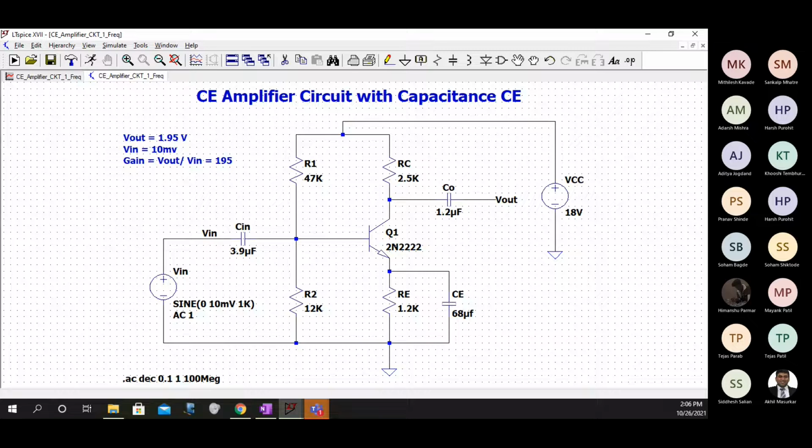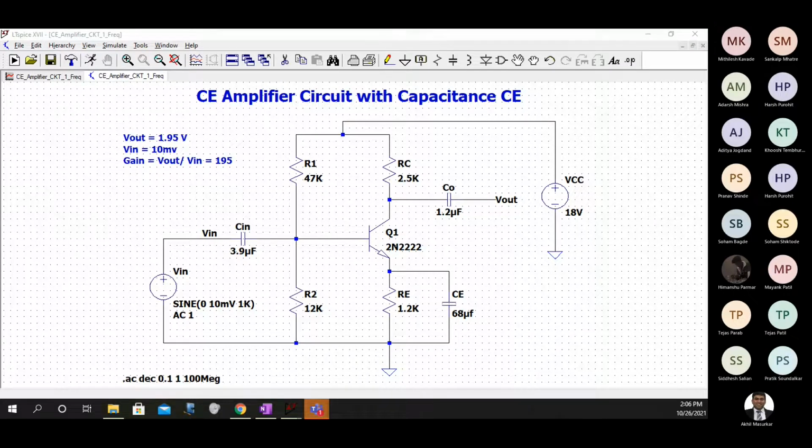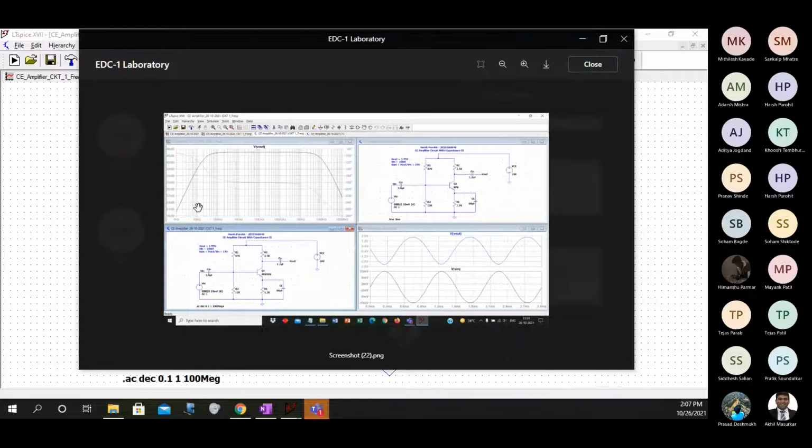So first thing is, have you posted all the 4 circuits? Let me see, Harsh has done this. Okay, so this is the way you have to post it, everybody of you.